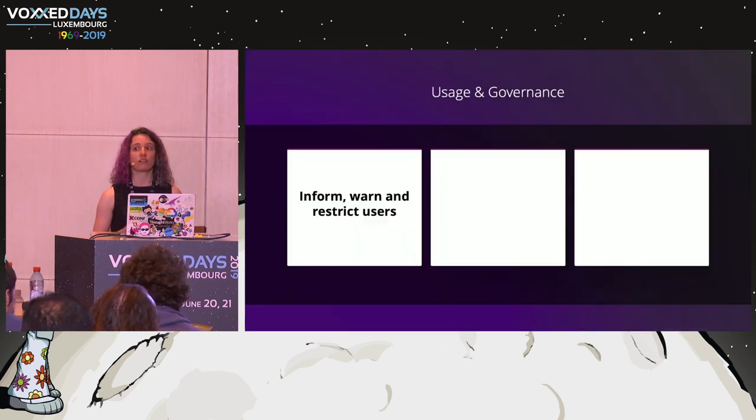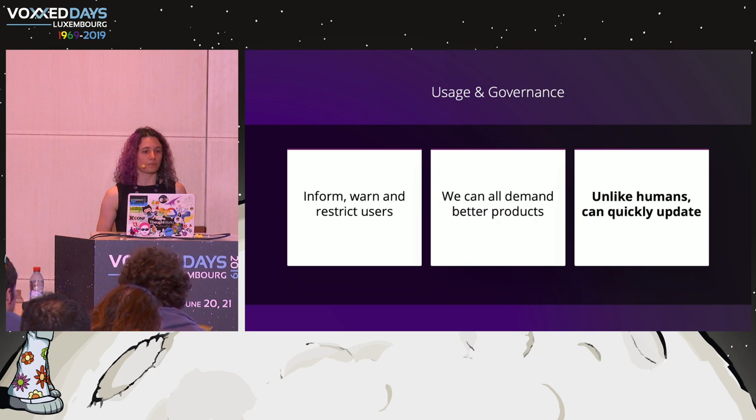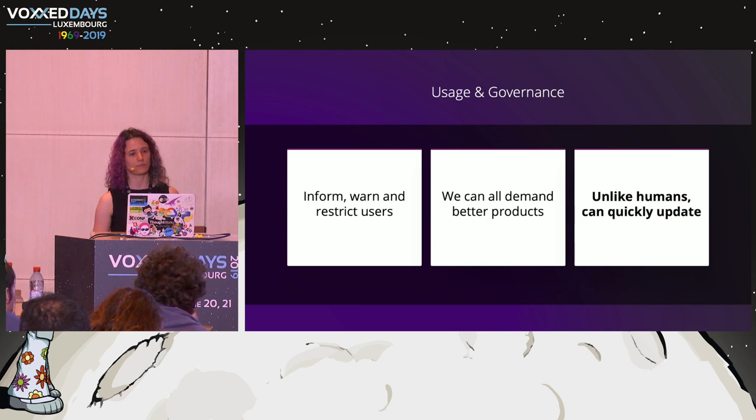So to summarize, let's inform, warn, and restrict our users where we can to try and make safer use of products. We can all demand better products and governance. And unlike humans, we can quickly push updates to make things less harmful.